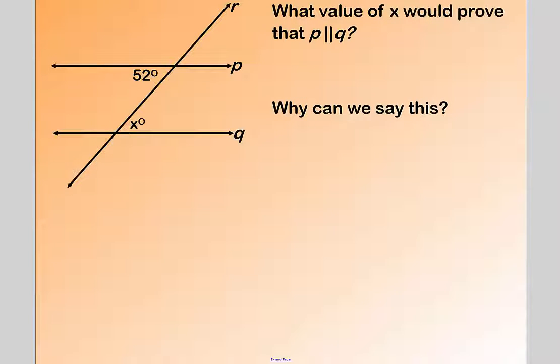When I look at this problem, they would like to know what value of x would prove P to be parallel to Q. This means what forces these lines to be parallel. What value for x would force these lines to be parallel? So when I look at this x right here, I know it needs to be congruent to 52. So x would be 52. I knew that because these are alternate interior angles.